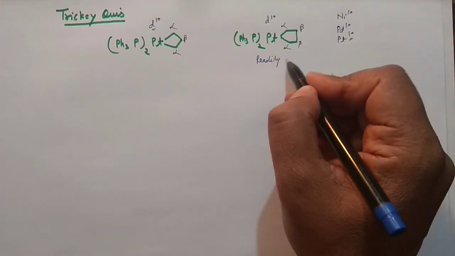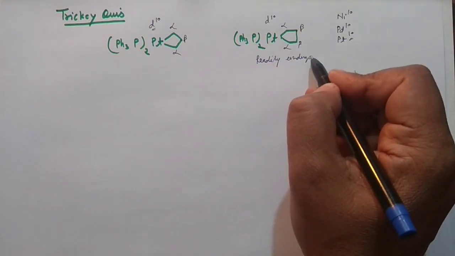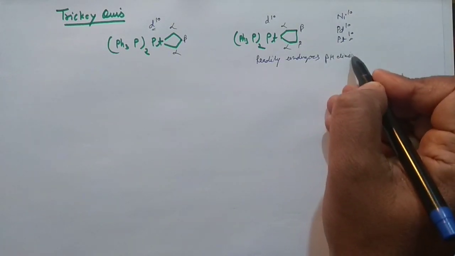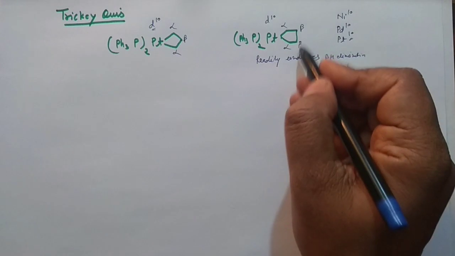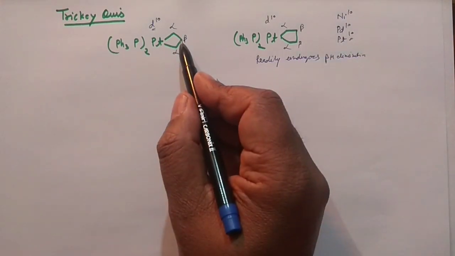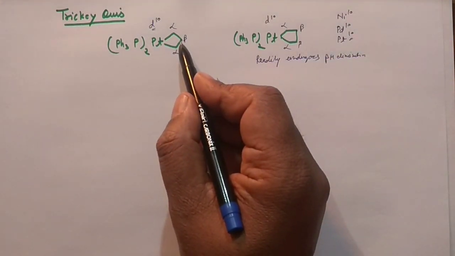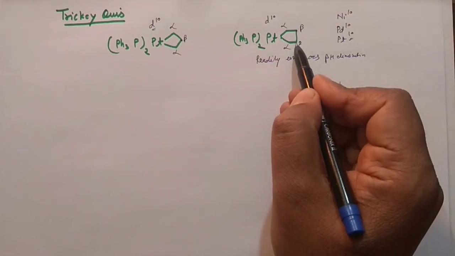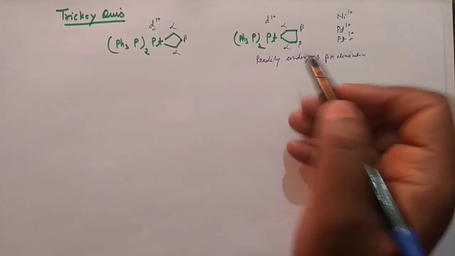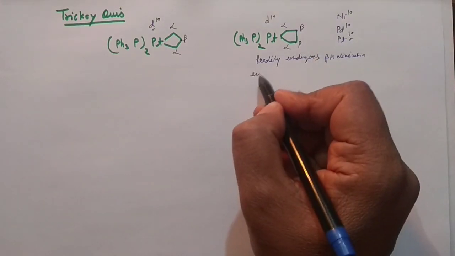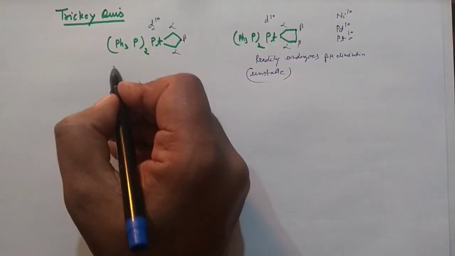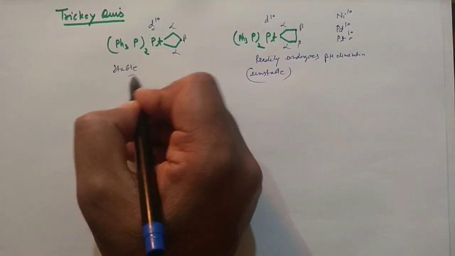Readily undergoes beta hydride elimination reaction if they have more beta hydrogens, but it is having less number of beta hydrogens. Only 2 beta hydrogens are there. Here 2 and 2, 4 beta hydrogens are there, so it will readily undergo. So it is thermodynamically unstable, while the other is thermodynamically stable.